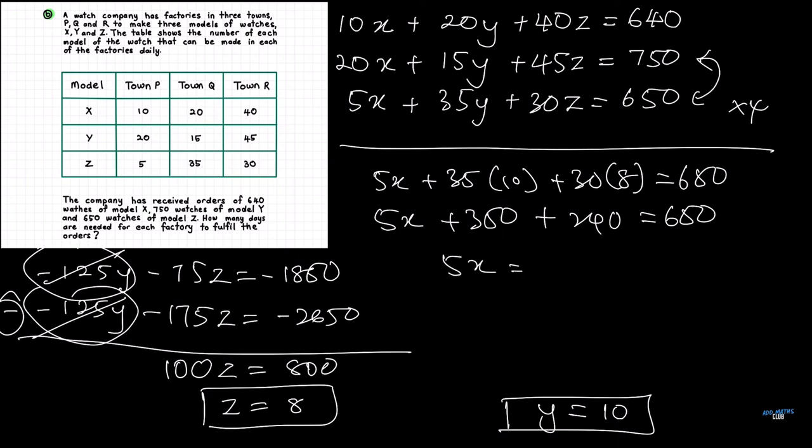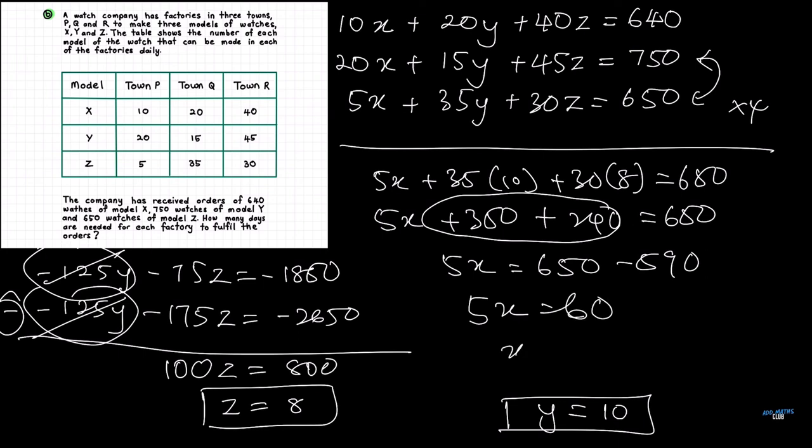5x equals to, this thing is 590, right? So 650 minus 590 would be 60. 5x equals to 60. X equals to 60 divided by 5, 12. So x, what is x? X is 12, right?